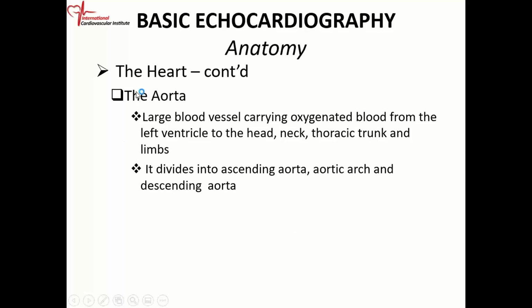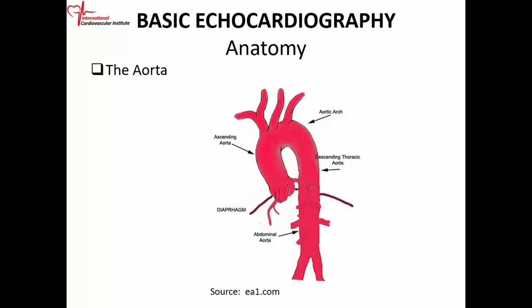So let's look at the aorta now. The aorta is a large blood vessel that carries oxygenated blood from the left ventricle to the head, neck, thorax, and limbs. It delivers oxygenated blood throughout the whole body. It's divided into an ascending aorta, the aortic arch, and the descending aorta. There's also an abdominal aorta, but because we're just doing the thorax, we don't mention that too much.